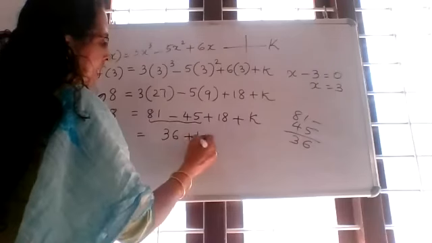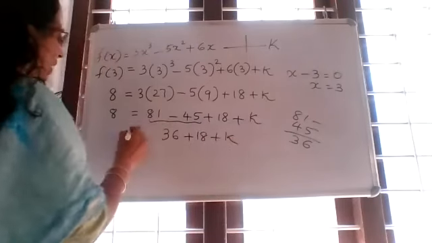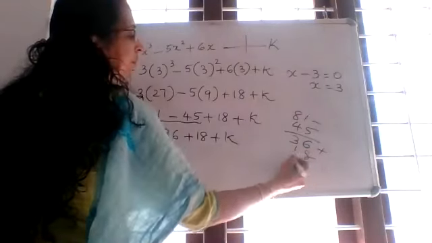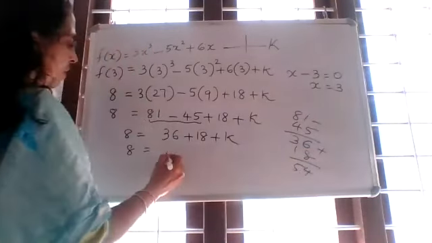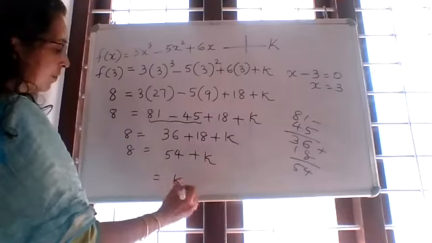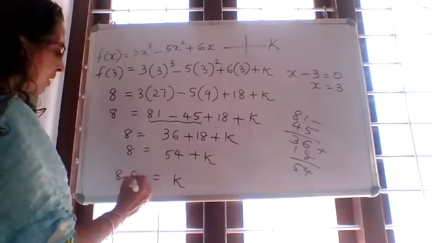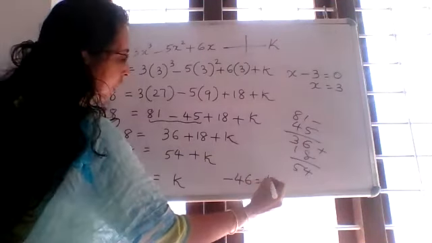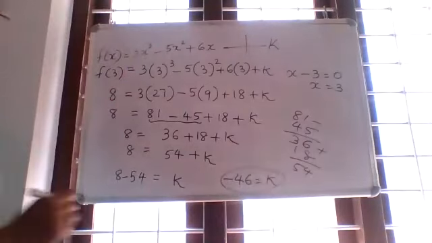So 8 is equal to 36 plus 18, which is 54, plus k. So k we need. Take 54 to the left side. 8 minus 54, answer negative 46. Negative 46 is equal to k. So k is equal to negative 46.